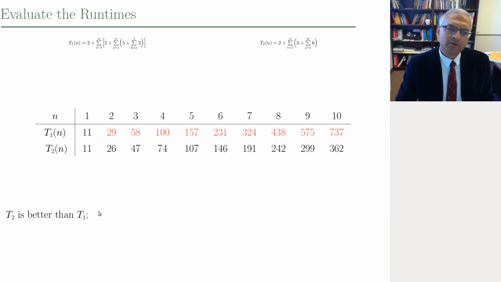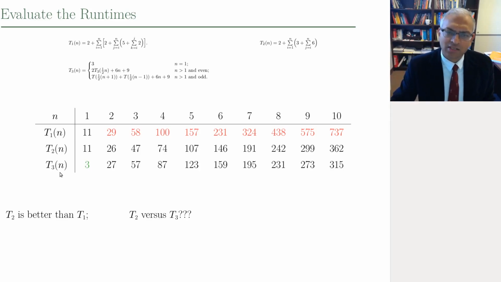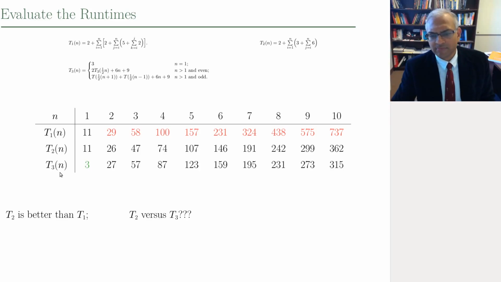So we would never choose T1 over T2, but what about T3, that fancy-looking recursive algorithm? So we can program that recursion and compute T3 of n, and now things have gotten complicated. Unlike the situation with T2 and T1, where T2 is clearly better, T3 is much better when n equals 1. Its running time is just 3. But then it got much worse. Running time 27 for n equals 2, and then 57, a little bit worse than T2.